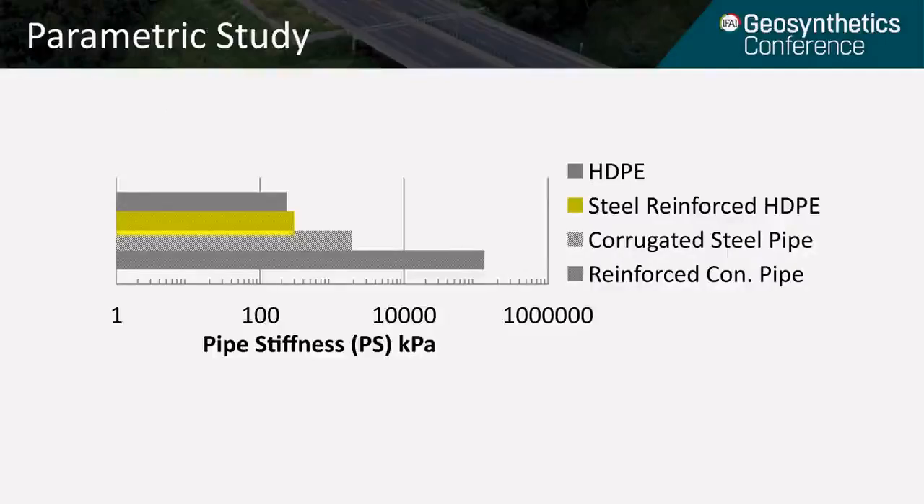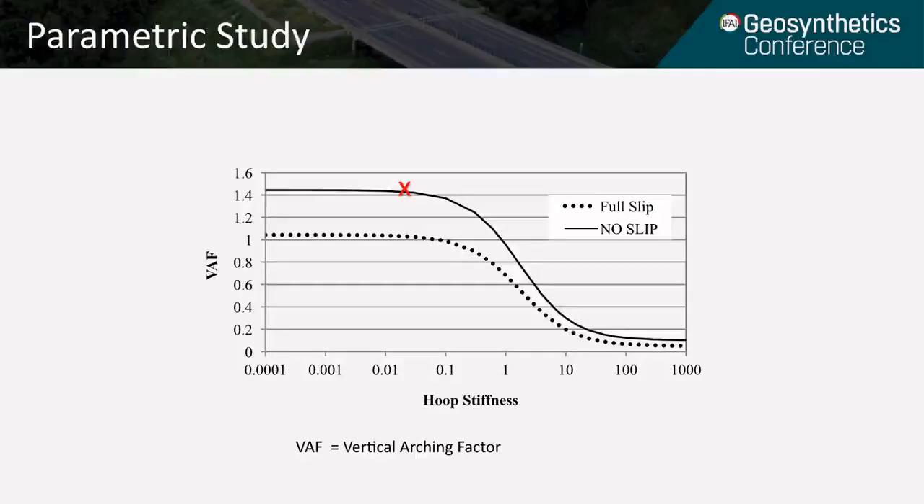The pipe stiffness of the steel reinforced high-density polyethylene pipe has a bending stiffness, shown here highlighted in yellow, that is close to unreinforced HDPE pipe, and both are significantly lower than corrugated steel pipe or reinforced concrete pipe. We calculated a hoop stiffness factor of 0.026 because the steel reinforcing is much higher than an unreinforced HDPE pipe, which would be in the lower range of 1 to 10. The 0.026 is shown here with the red X.